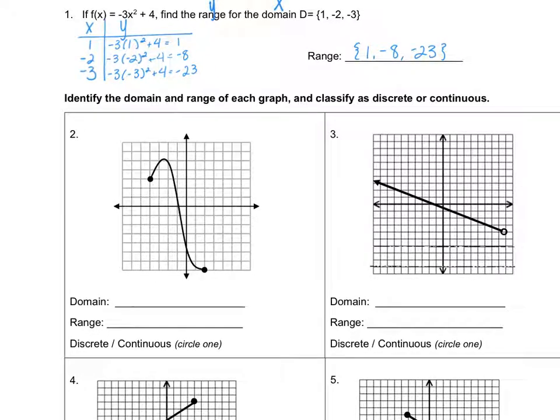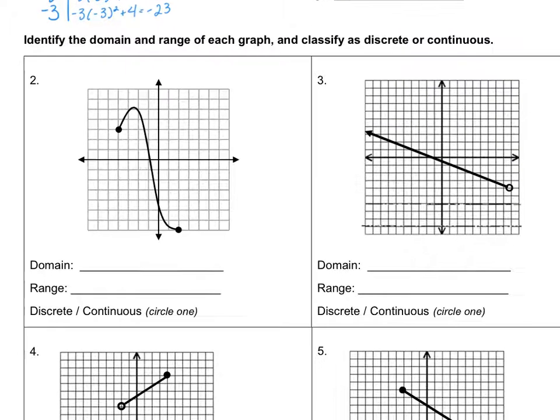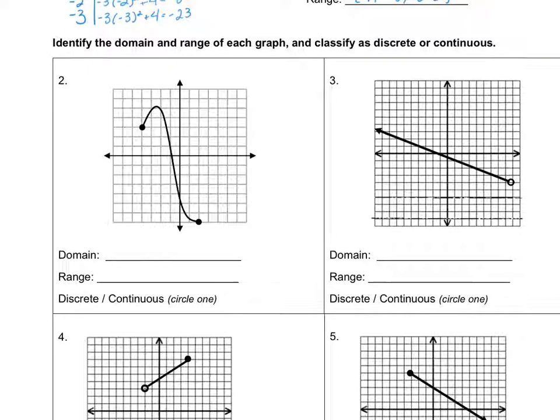Number 2, here we're going to identify the domain and range of each graph and classify it as discrete or continuous. Remember, for discrete functions, they're going to look like dots, and for continuous functions, everything is going to be connected. Okay, so on number 2, do I see just dots? Or is everything connected here? This one would be connected, so it's continuous. To find the domain and range, all I'm going to do is box my graph.